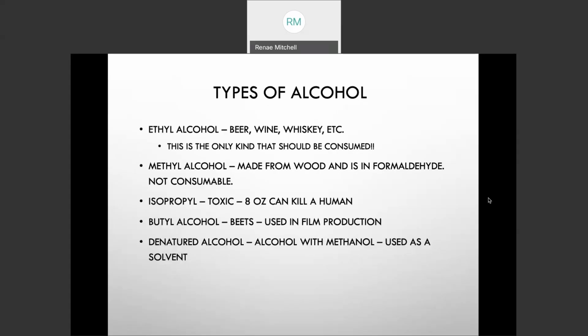Isopropyl alcohol is another type, and that's also toxic. Only 8 ounces of isopropyl alcohol can kill a human. Isopropyl alcohol is also rubbing alcohol. There's butyl alcohol, which is created from beets, and that's used in the production of film. And denatured alcohol, which is alcohol combined with methanol, which is used as a solvent for different machine processes.